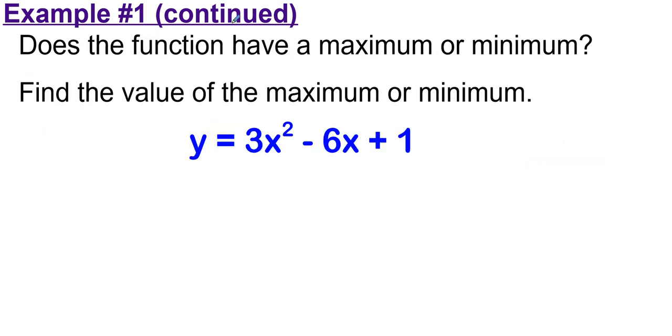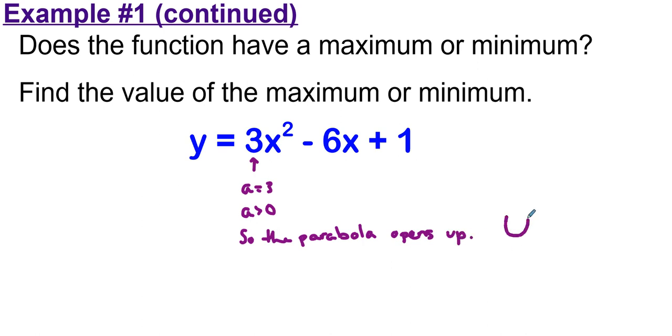All right, still example 1 continued. Does the function have a maximum or minimum? And then find the value of the max or the min. Well, a equals 3, so a is greater than 0. So the parabola opens up. So this graph looks like this, a very rough sketch of it. It opens upwards. If it opens up, it's going to have a lowest point, and the height of this point is going to be the minimum.